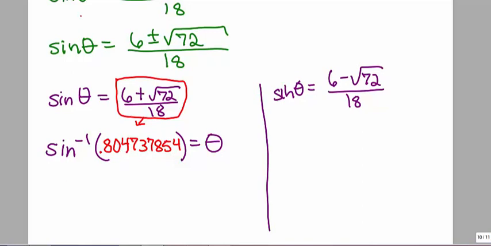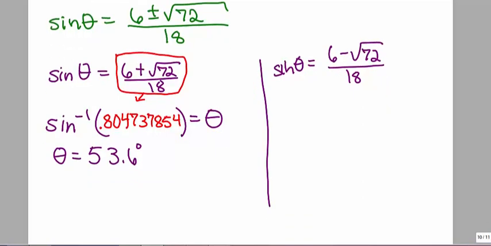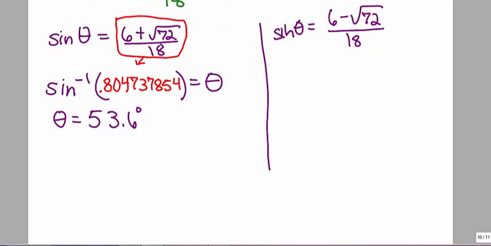We're going to do all of that, put that in, and then the angle that we get for this, and make sure your calculator is in degree mode because we're working in degrees for this one, we're going to round to the nearest tenth again. I get 53.6 degrees there. Now that is a positive sine value that we got from using that quadratic formula.